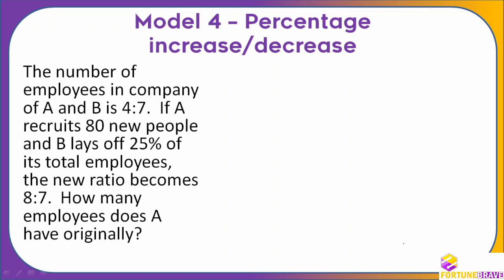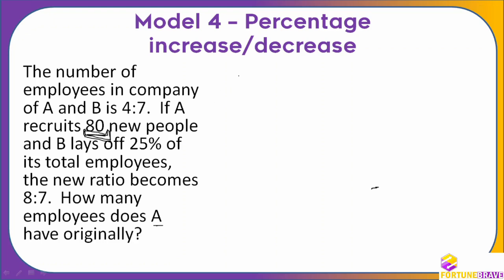Now you can see the percentages and all these things are the same. There is only one change here. This is the same kind of question with different information. What is different here? They have given an actual value here, the actual value of how many people were recruited. So with this information, we are going to try whether we will be able to solve the question and find out how many employees A has originally.